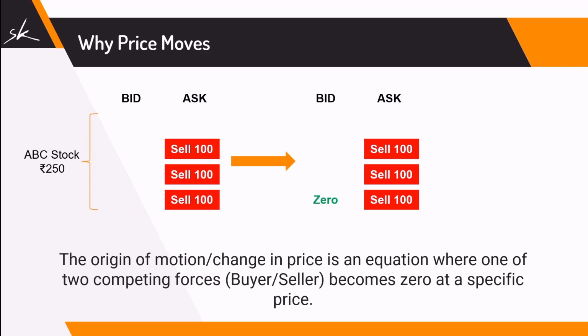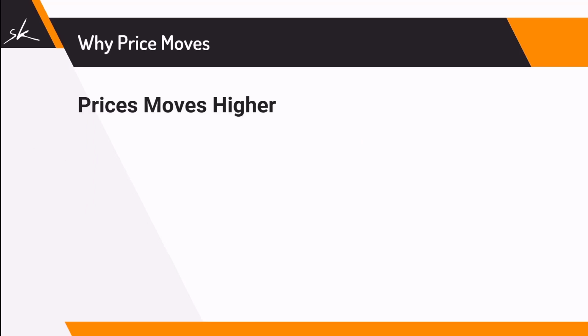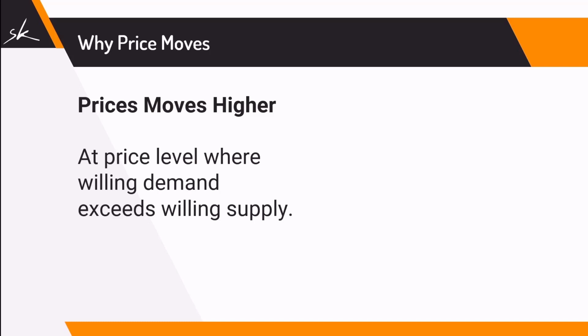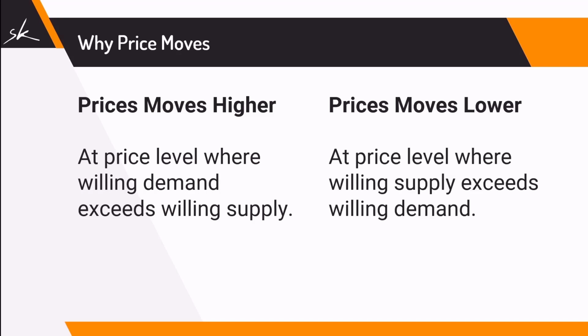Since there are no more buyers left at 250, the next buyer will always be at a cheaper price. Therefore, if the sellers have to sell, now they have no choice but to decrease their selling price, which will result in prices moving down. Why does price move? Price moves higher at price levels where willing demand exceeds willing supply, and price moves lower at price levels where willing supply exceeds willing demand.